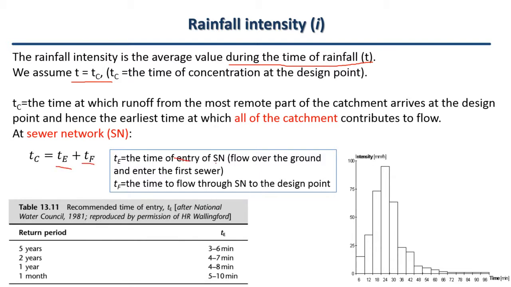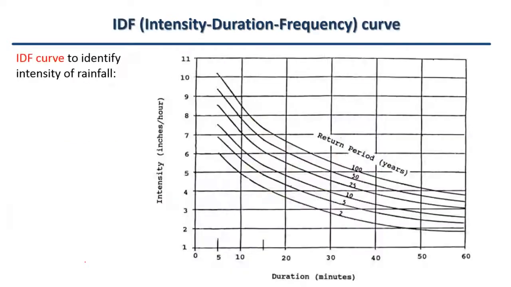TE is the time of entry to the sanitary sewage, flow over ground and enter the first sewers, and TF is the time of the flow over the sanitary sewage to the design point. So the TE is given based on the return period based on this formula: 3 to 6 minutes, 4 to 7 minutes, 4 to 8 minutes, and 5 to 10 minutes, depending on the rainfall.